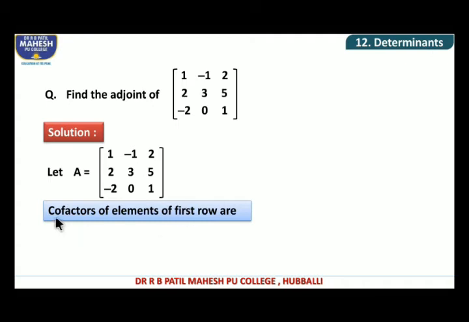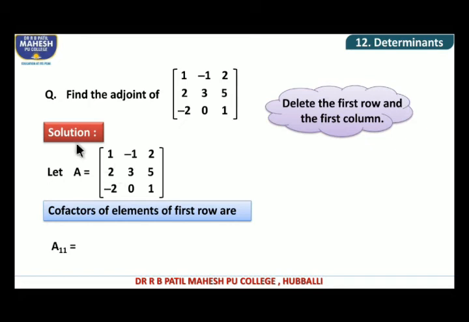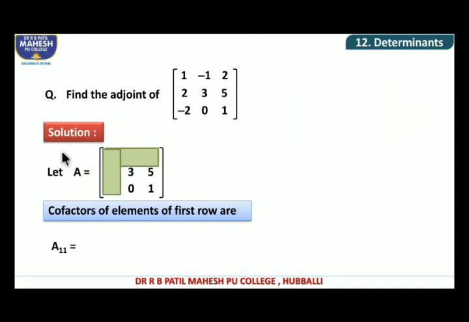For the first row, the cofactors are: A11 is equal to, delete the first row and first column, and the sign is minus or plus, meaning you have to take the plus sign, because the first row has the signs plus, minus, plus. So we have to take plus here and 1 is there, and the remaining determinant is 3, 5, 0, 1. Therefore it is 3 into 1 is 3, minus 0 into 5 is 0, therefore it is equal to 3.